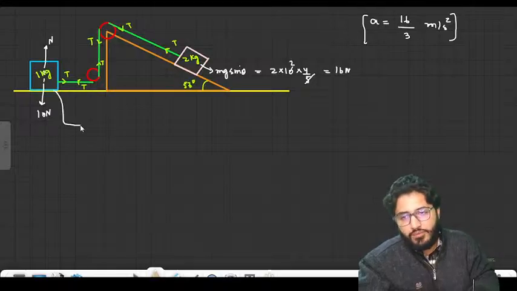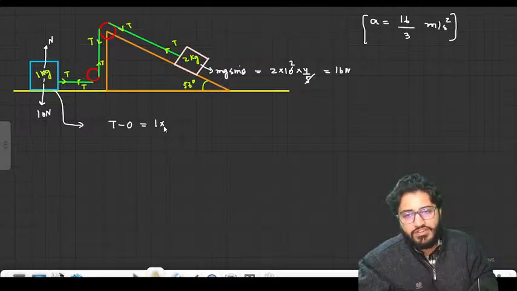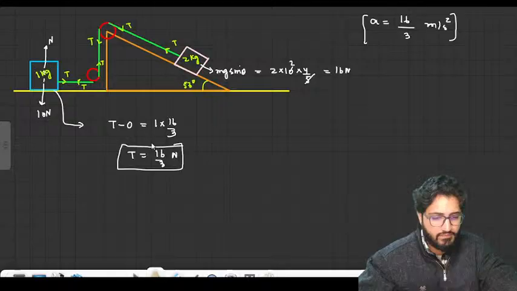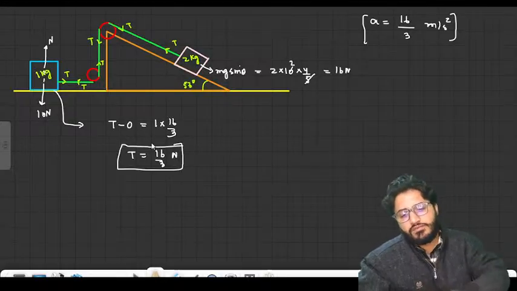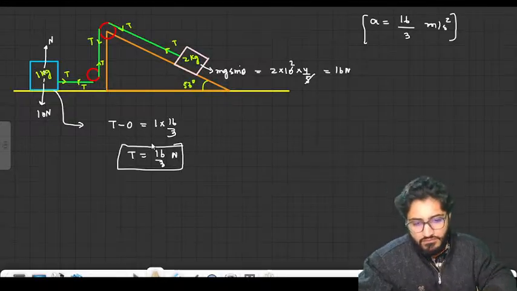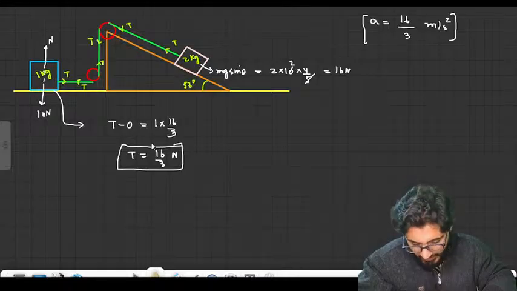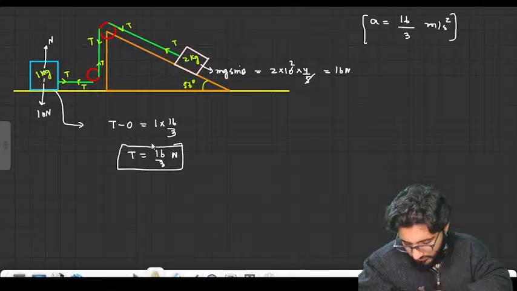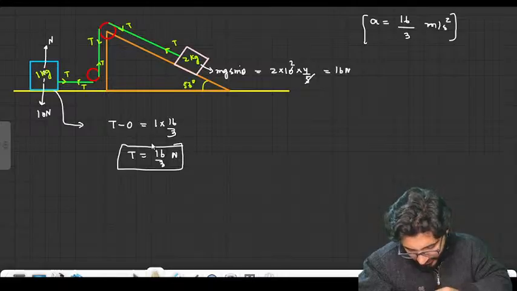I will take the FBD of this body. It is T minus 0 equals mass times acceleration. Mass is 1, acceleration is 16 by 3. So my tension came out to be 16 by 3 Newton. Super easy, no?